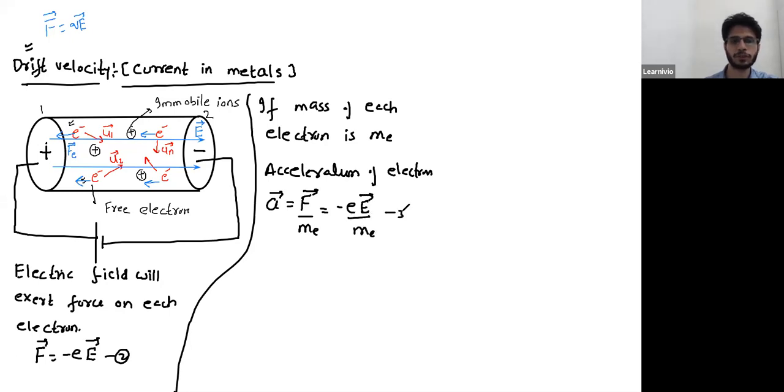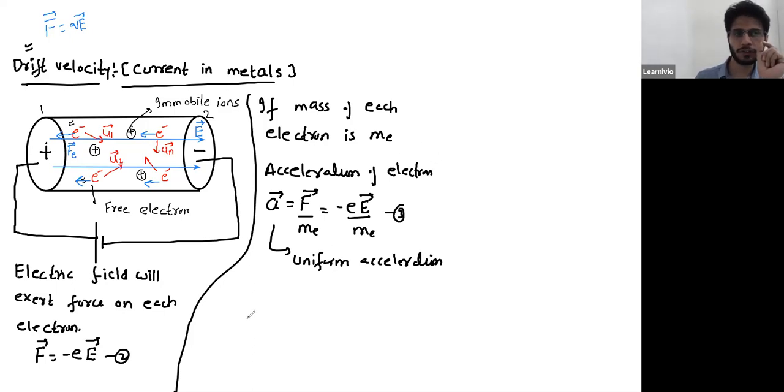That's my third equation. See, in this equation, this e is the electronic charge which is constant. E, the electric field, is uniform, and mass is constant. You can say that the acceleration is uniform. So this is like a uniformly accelerated motion that you must have done in class 11.